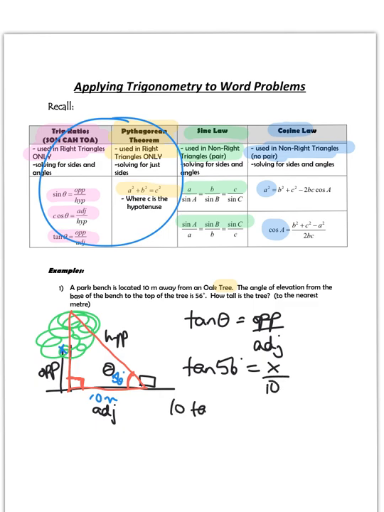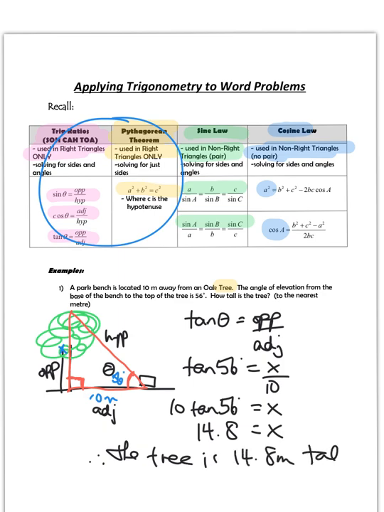So on your calculator, this is what you're plugging in there. I have tan of 56 degrees equals x over 10, so x is tan of 56 times 10. Go ahead and do that. And I have 14.8, and of course a therefore statement for a word problem. Therefore, the tree is 14.8 meters tall.